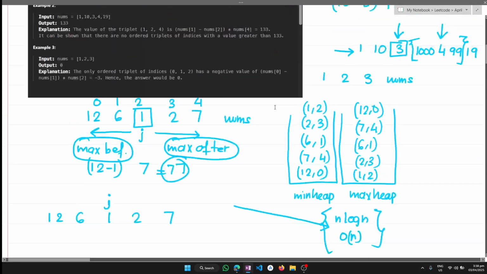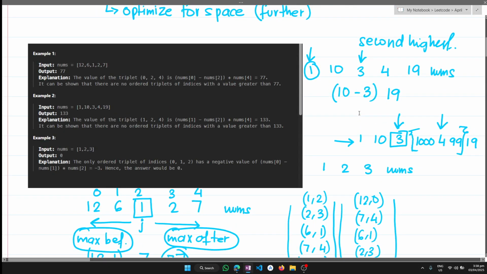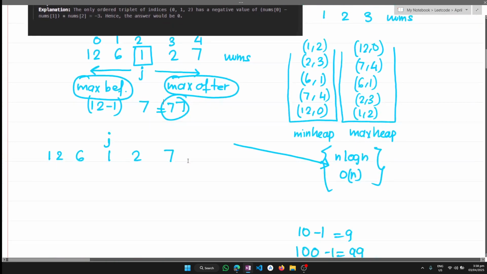But the thing is, you see, I don't know where to fix my j. It could be the highest, it could be the lowest number, it could be the second lowest number, but it could very well be the third or fourth lowest number, right? So I don't know where to fix my j. How do I solve this problem? Just take a moment over here, take a break, and think about this. How do I solve this problem?